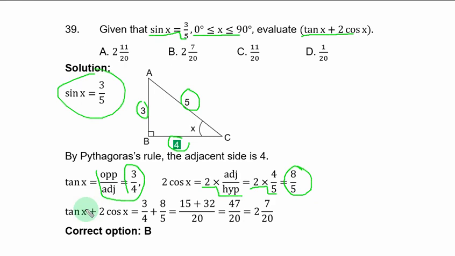So tan S plus 2 cos S is simply equal to 3 over 4 plus 8 over 5. Fractions addition, you find the LCM and it is 20. Divide 20 by 4, multiply it by 3, you have 15, plus divide 20 by 5, multiply it by 8, you have 32. If you add, you have 47 over 20. If you convert to mixed fraction, you have 2 whole number, 7 over 20. B is the correct option.